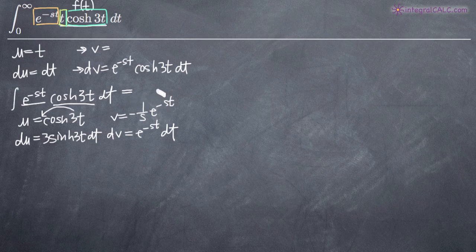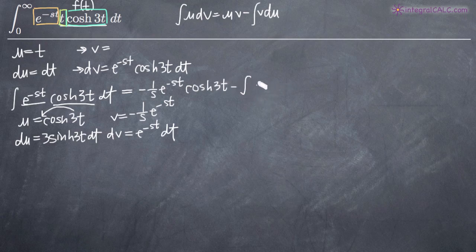So we've got u times v. Remember, the integration by parts formula is the integral of u dv is equal to u times v minus the integral of v du. Okay, so we have u times v, so we'll get negative 1 over s e to the negative st times cosh 3t minus the integral of v du. So because we have v equal to negative 1 over s e to the negative st, we'll take this negative sign and combine it with this negative sign, and we'll turn those into a positive.